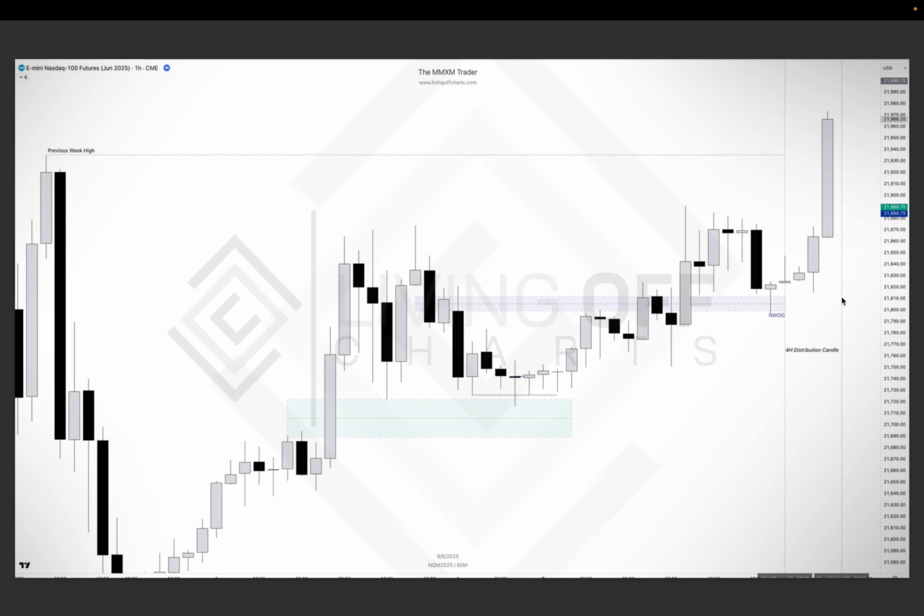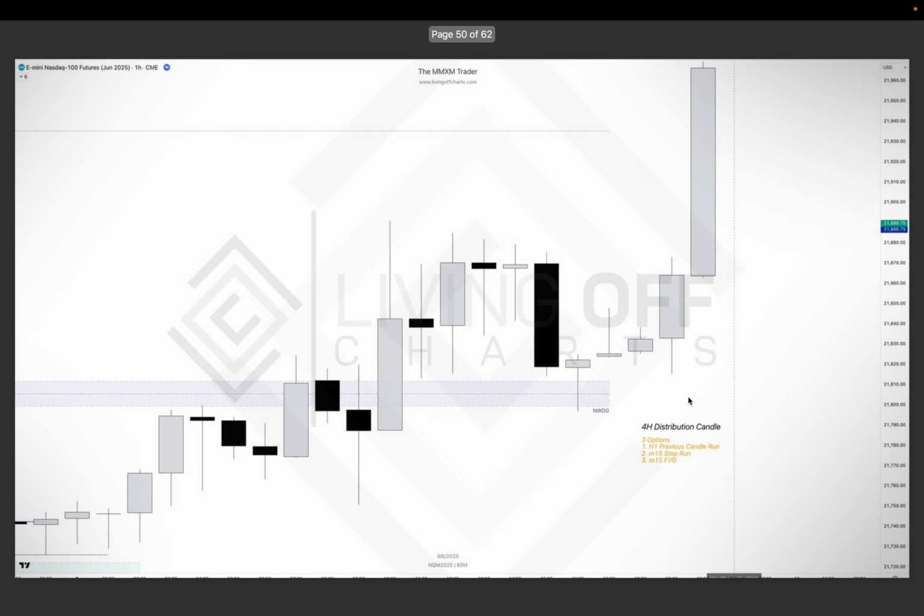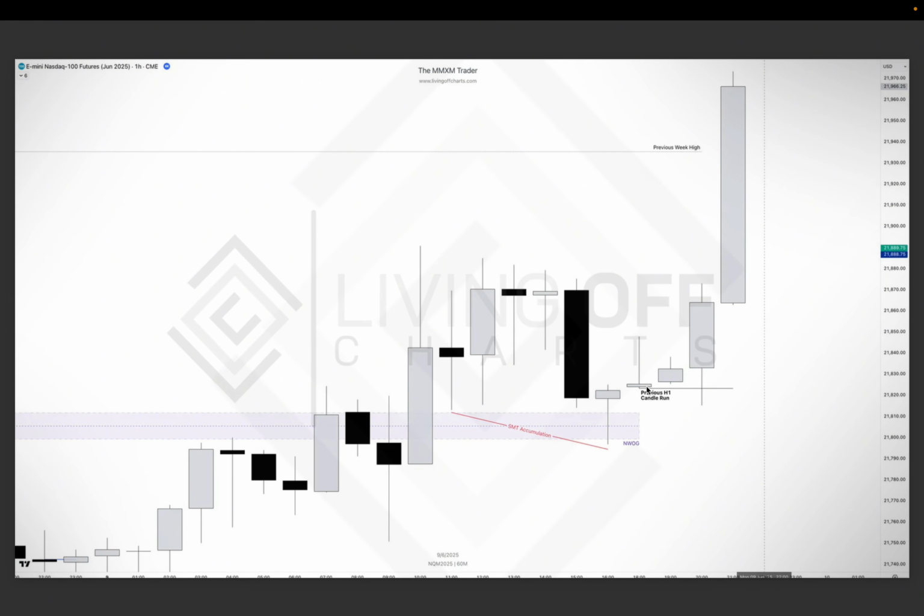So within these 4 hours right here, what are we looking for? One of those 3 options. So we have a hourly previous candle low or high run, a M15 stop run, or an M15 FVG. Do we get any of those 3 here? Yes, we do, right? We get that previous H1 candle run right there.